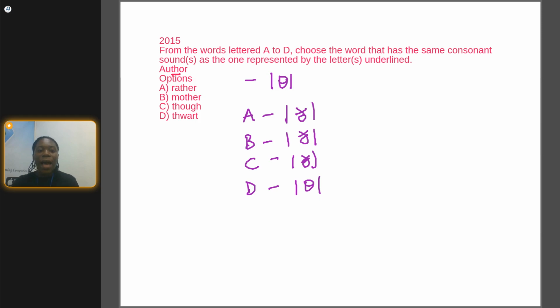So option A has the th sound, the same for option B, the same for option C, but option D has a different sound. So since author has the th sound, option A is wrong, option B is wrong, option C is wrong, and option D is what we are looking for. So for author, the word that goes with it is thought, because they both have the same sound.